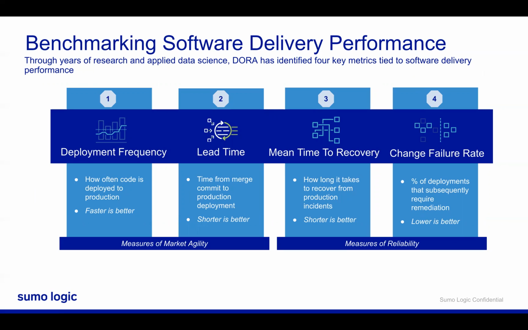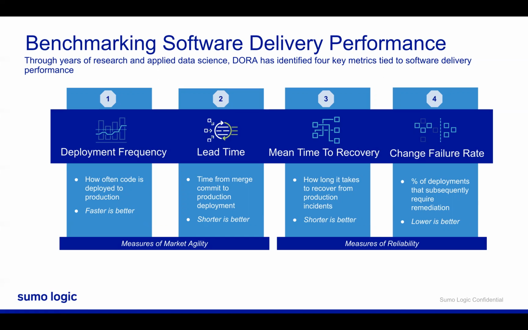They come up with many things. The four metrics you see here, from an agility and reliability standpoint, are key indicators of what should be computed and calculated. One is your deployment frequency, how often your code is deployed into production, and faster is of course better in this sense. Then you have lead time, the time from your commit to production deployment, and of course a shorter time is better, right?